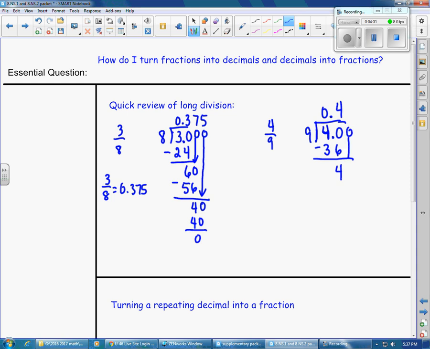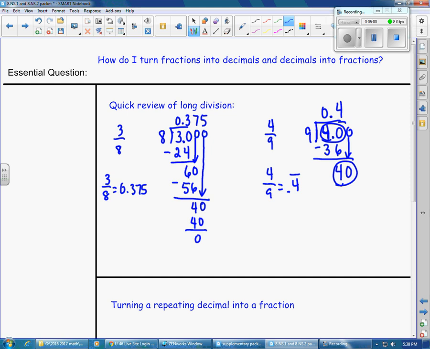So if I add a 0, I'm all of a sudden caught in a loop here, where my 4 is going to keep repeating. As soon as I see a number here that's the same number as here, I know I'm stuck in a loop. So I can say that 4/9 is equal to 0.4 repeating, because every time I do it, I'm going to get the same answer. Now there's also another way to look at this.